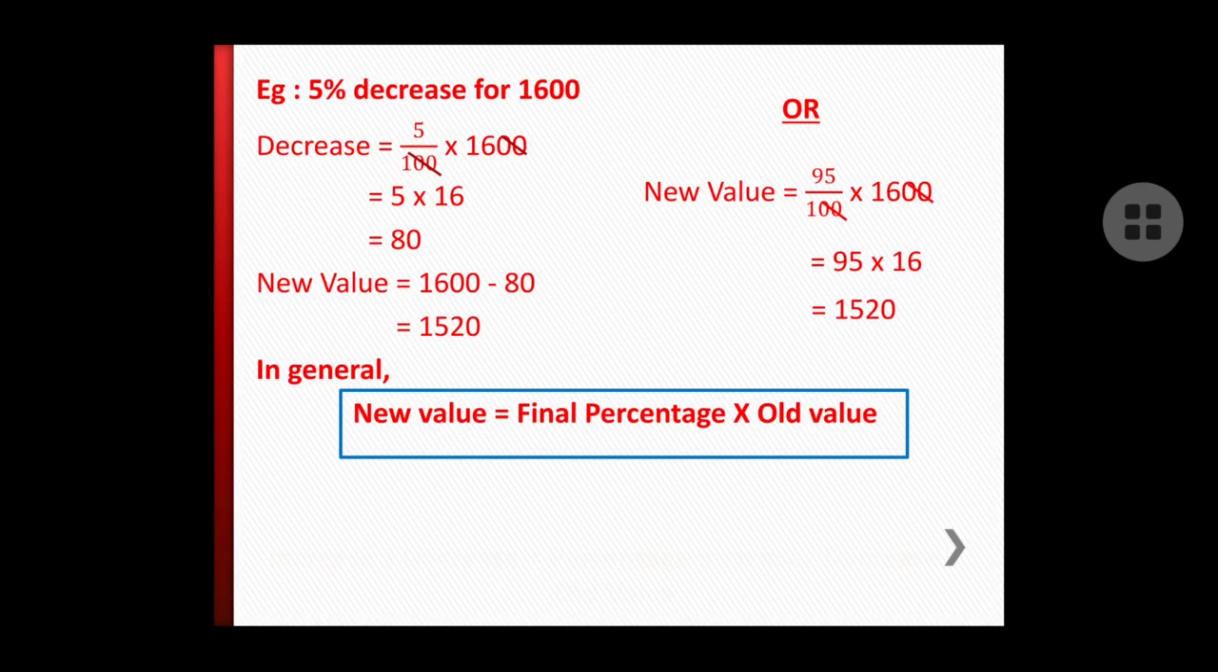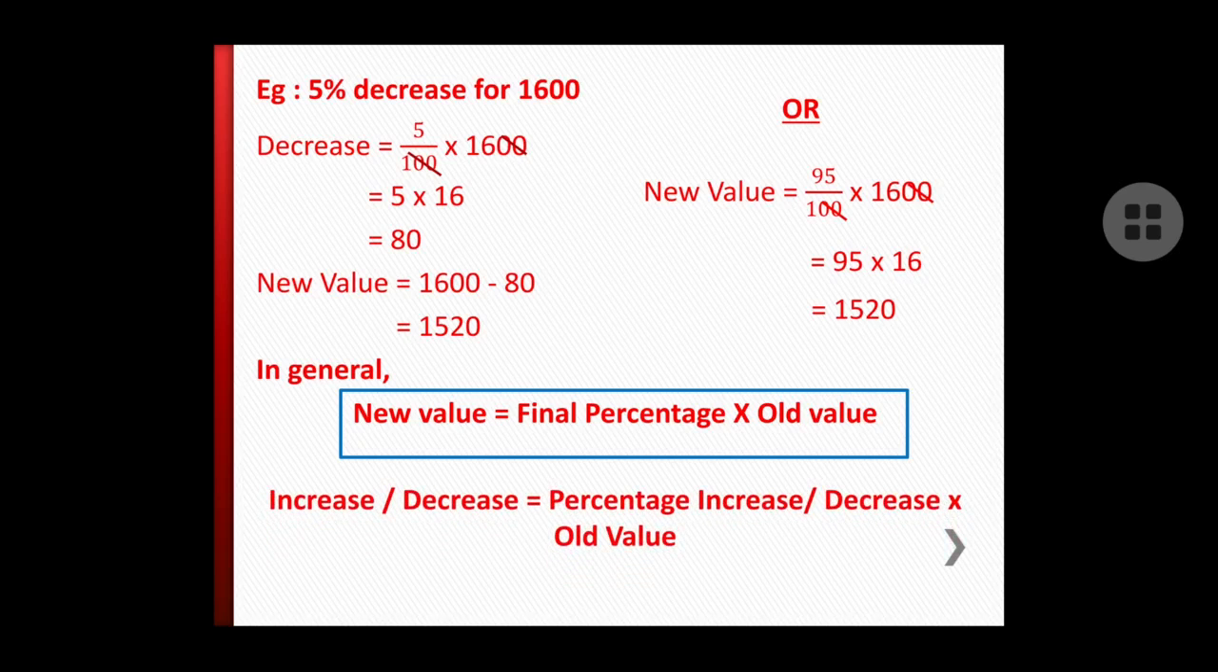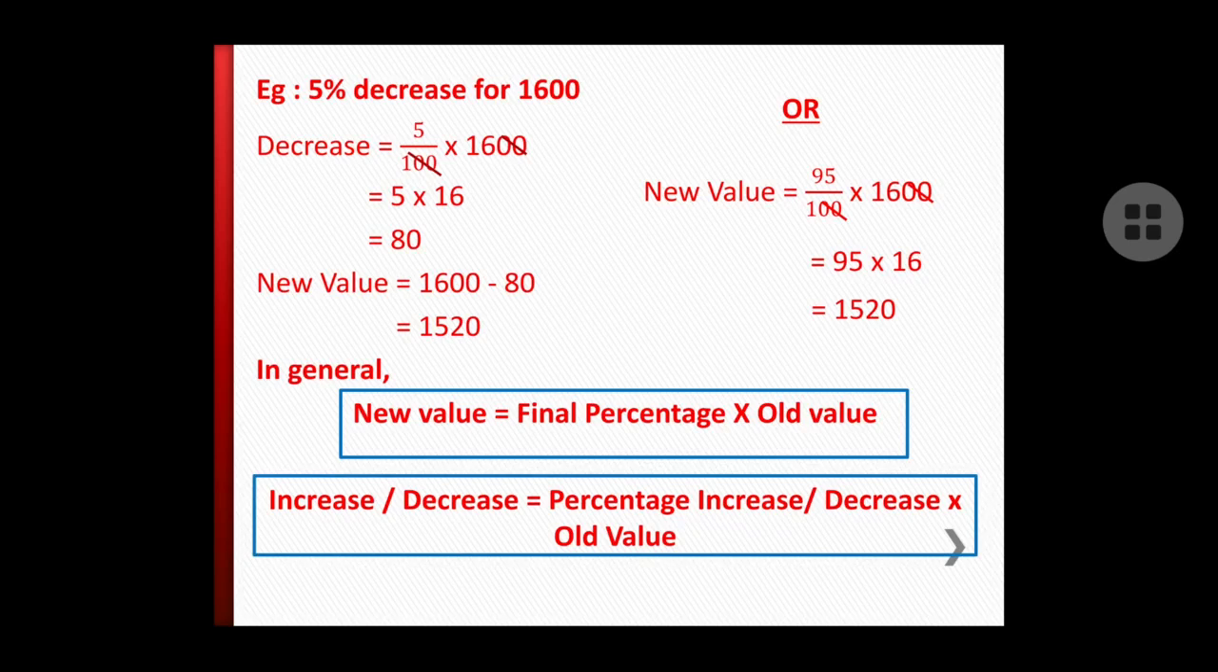The increase or decrease is equal to what? The percentage increase or decrease into old value. That means that percentage of old value, the first type. So this is in general what is happening here. If they are asking you to find the increase, then you have to use the second one. If they are just asking you to find what is the new value, you can use any of the method, the first method or second method.